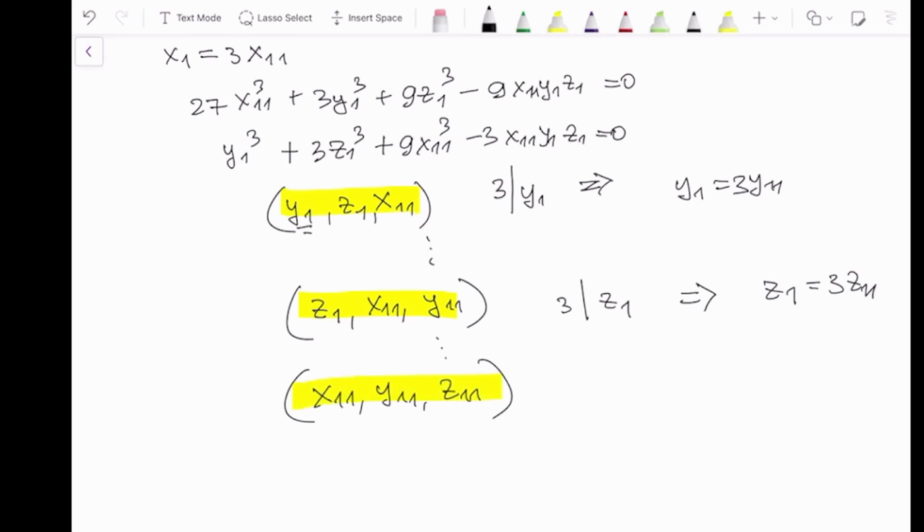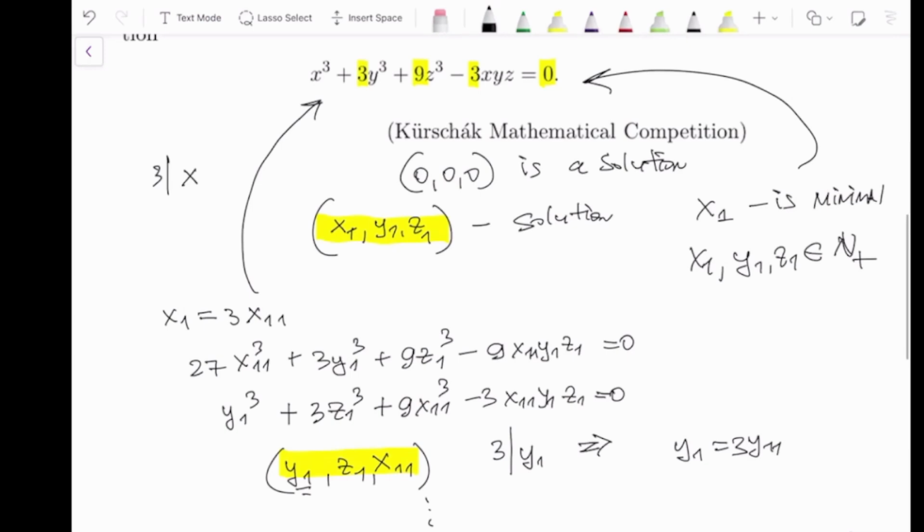But here's a contradiction: x11 is less than x1. This is because x1 equals 3x11, which means we found a solution with a smaller x. This is a contradiction to the fact that we picked x1 as a minimal solution. So if there is such a solution where x1 is minimal, we can always find one which is smaller, which proves that there are no other solutions in positive integers to the equation.